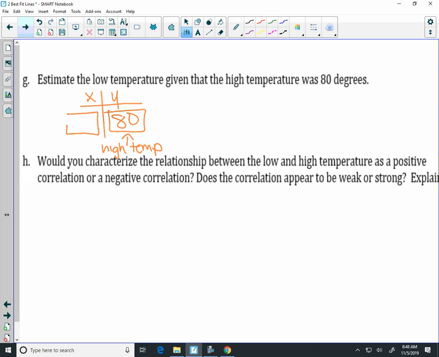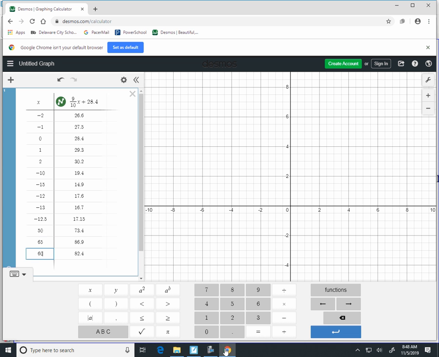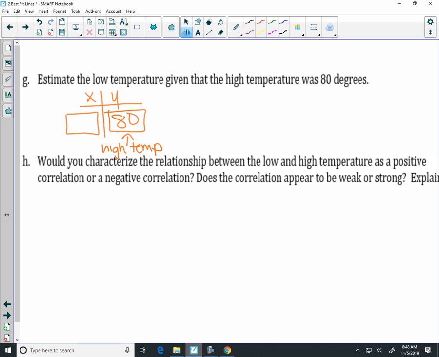So what X's do you think we'll be looking at? What X should I try? 50? Okay. 50 at 73.4. What else should I try? What about 65? Oh, it's too much. So let's try 60. 82, a little too much. 58. Not 5. 58, 80.6. Pretty good. I'll take it.